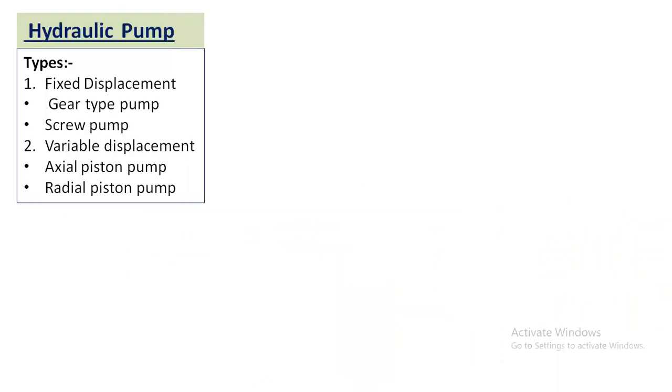Next is the hydraulic pump. Following, you can see the various types of hydraulic pumps. Basically, fixed displacement pump and variable displacement pump. So a fixed displacement pump provides a fixed amount of discharge per unit time, and a variable displacement pump provides variable displacement, meaning the displacement may be increased or decreased as per requirement. The fixed displacement pumps are again of two types, gear type pump and screw type pump, whereas variable displacement pumps are of axial piston pump and radial piston pump.